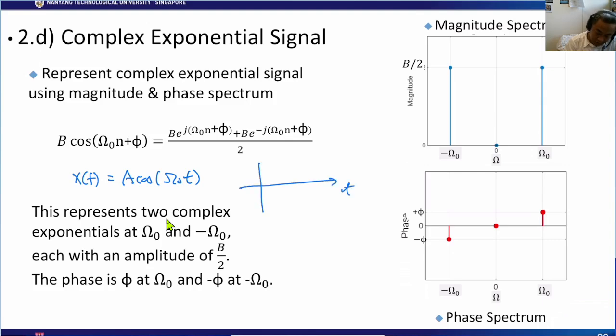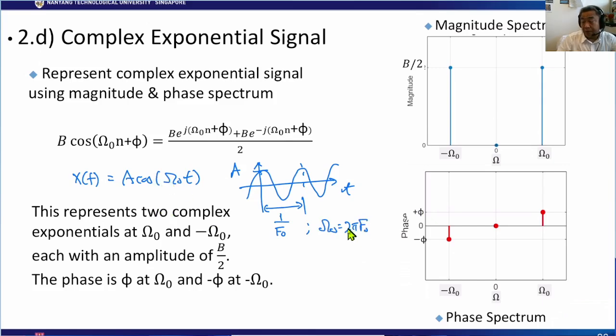This is t, and then cosine, here will be a, and this will be a sinusoid such that it will repeat at every 1 over f naught. And what is f naught? Well, we are given omega naught, which is 2 pi f naught. So this omega naught is here, and then now we realize that f naught is nothing but omega naught divided by 2 pi. And this is T, the time for one period.